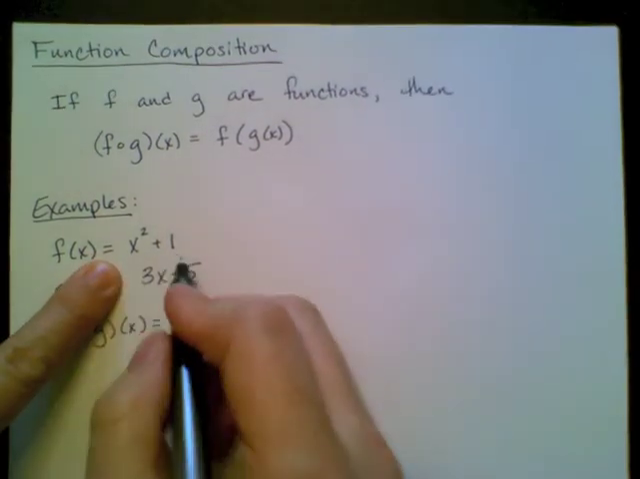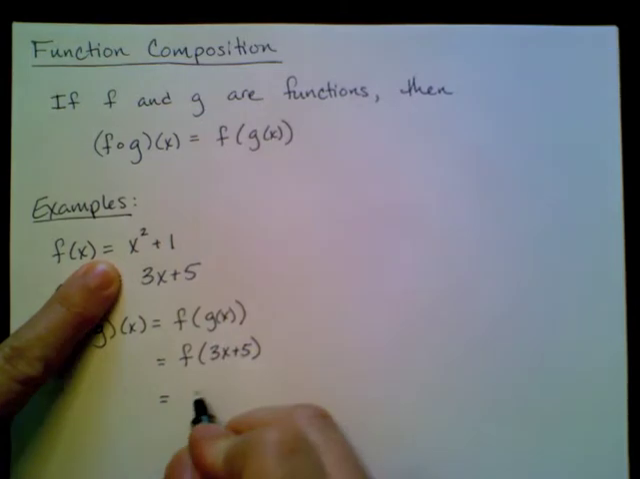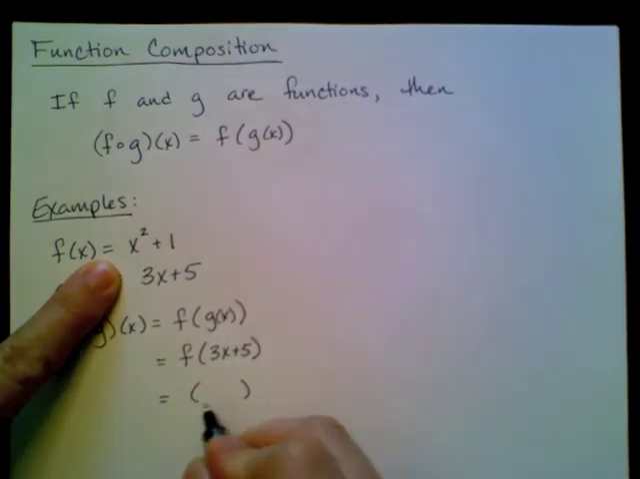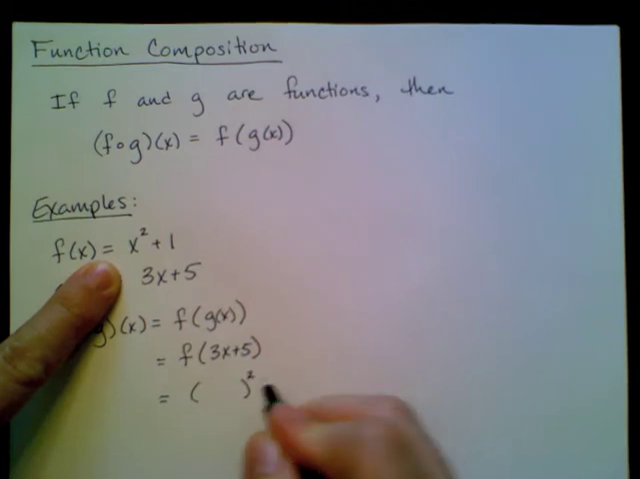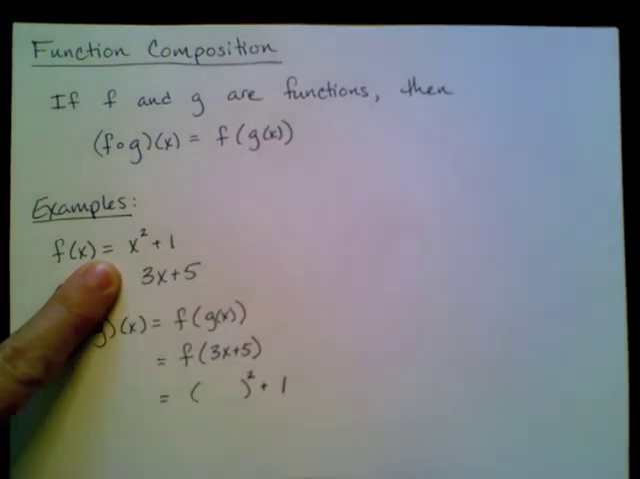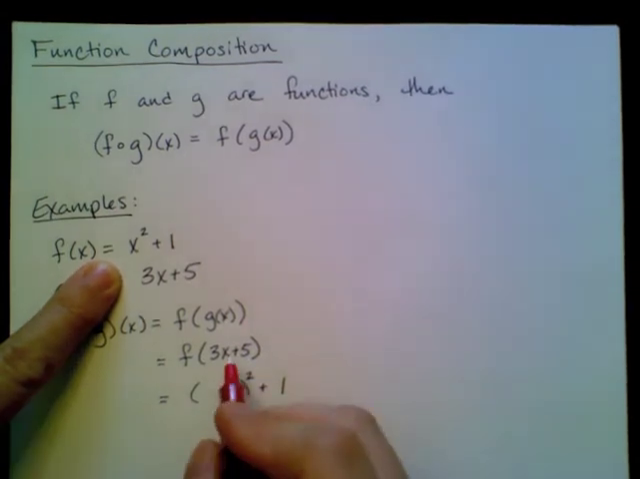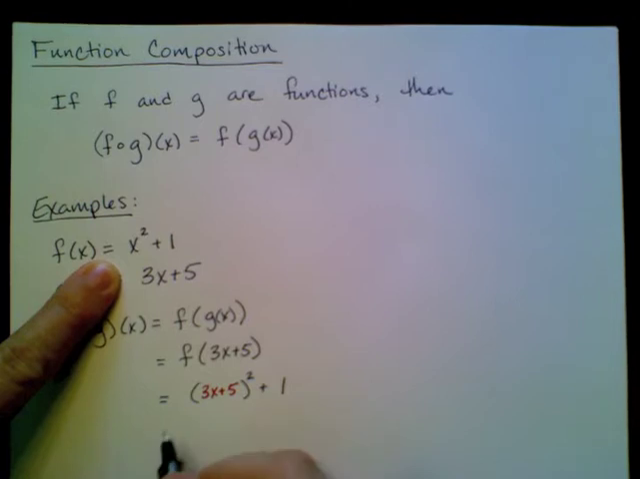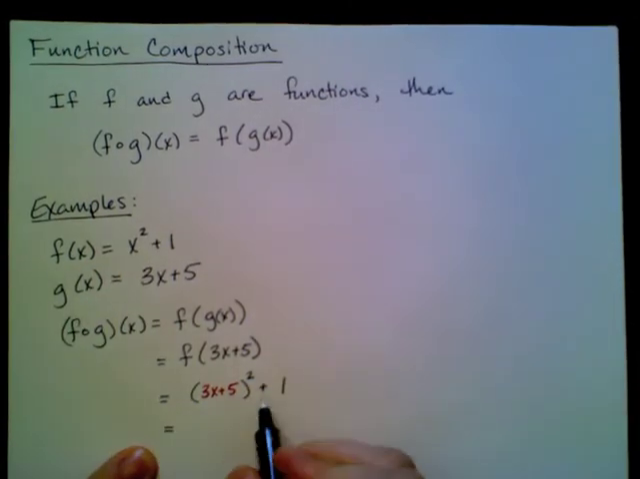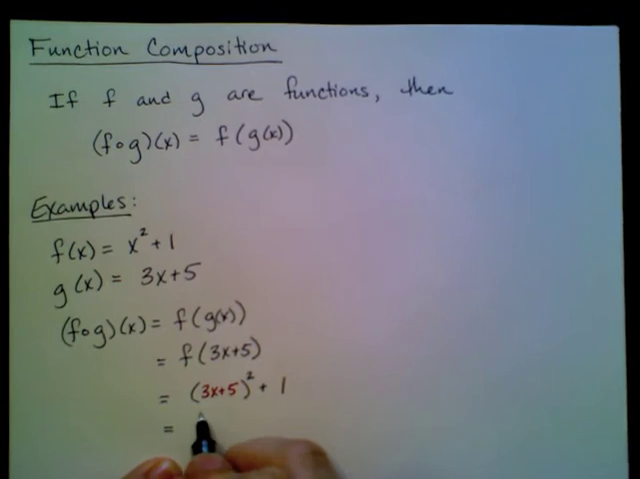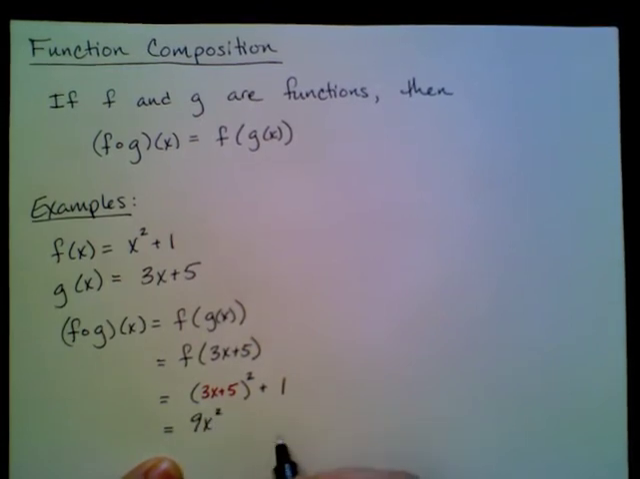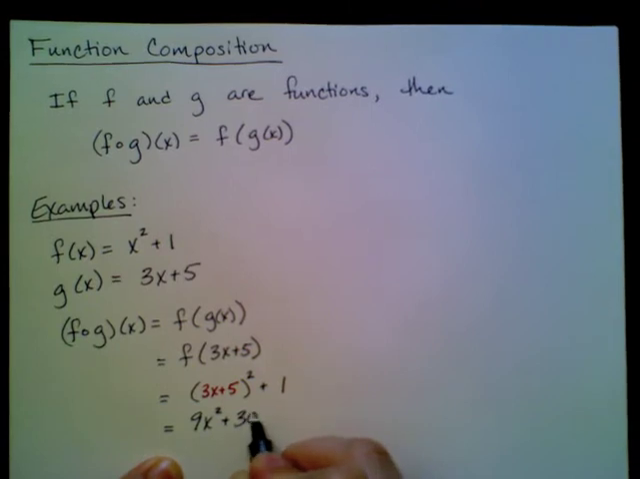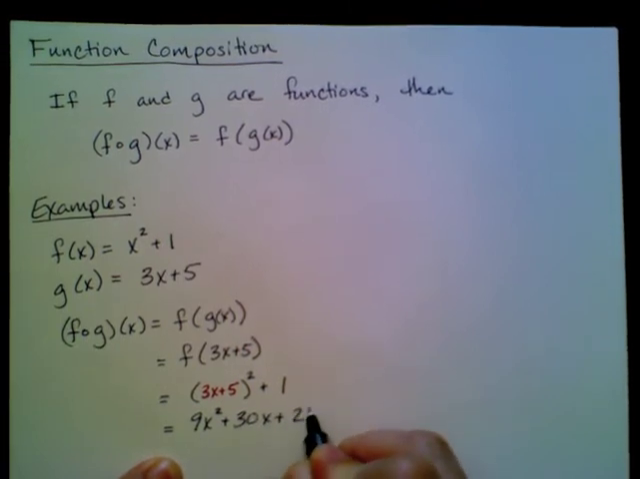Now I rewrite f of x, putting an empty set of parentheses everywhere the x is. I know that I'm going to put something kind of big in there, so I'm going to leave myself some room. And then I'm going to emphasize this in a different color. That is f of x. G of x is the input to f of x. And I can expand that. That's going to be 9x squared plus 30x plus 25.